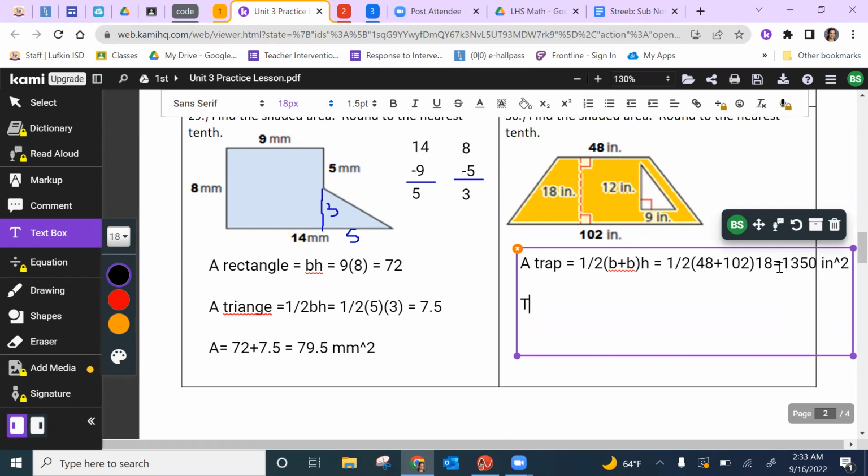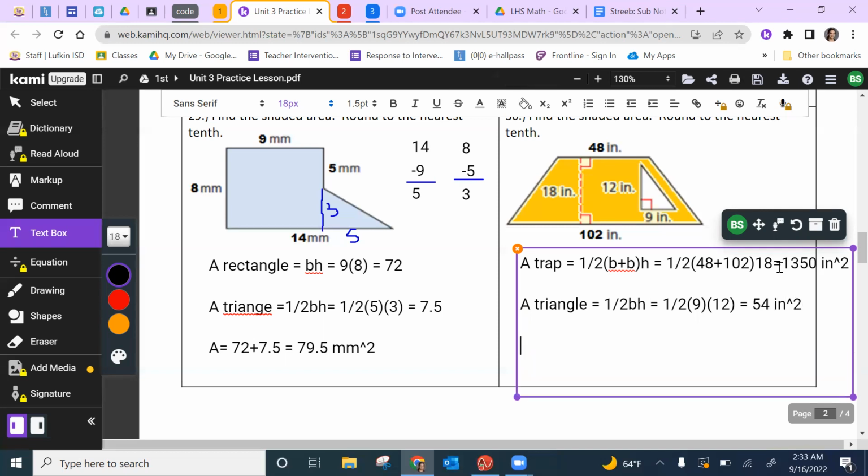And then we need to find the area of the triangle. The area of the triangle is 1/2 base times height. So we've got 1/2 times the base of our triangle, which is 9, times the height of our triangle, which is 12. And that gets us 54 inches squared.